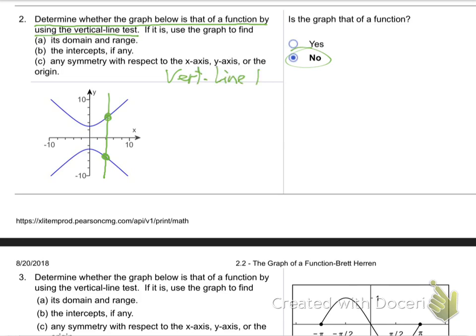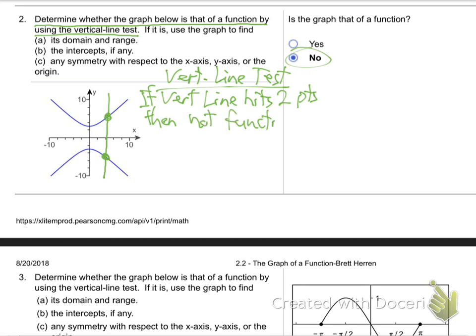Vertical line test. If a vertical line hits two points on the same line, then it's not a function. Now, how does that fit with the function rule we learned, what was it, two days ago, I think? So something's a function.